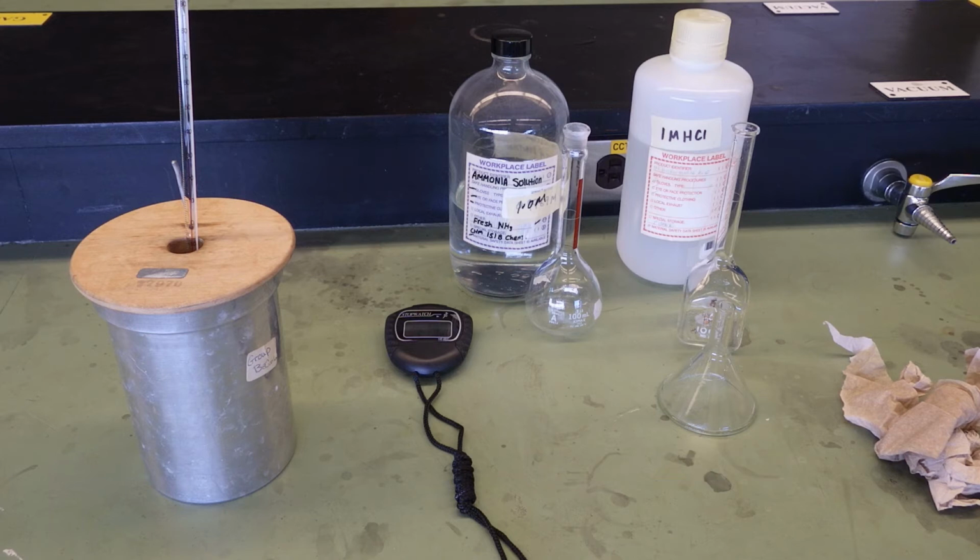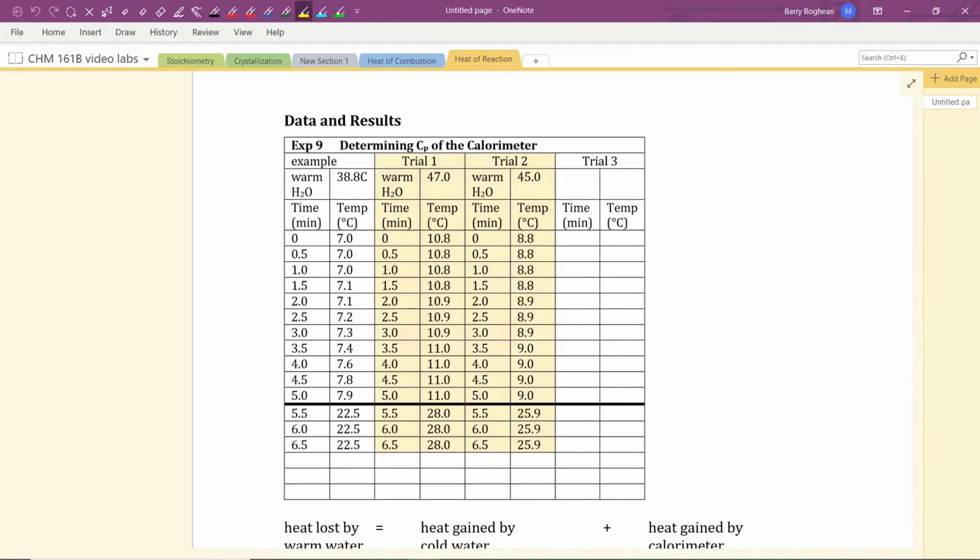In the procedure, you will find a table of time and temperature values. Let's take a look at that to see how we perform the calculations with that data. In the lab procedure, in the data and results section, you'll see for determining the heat capacity of the calorimeter, there are several columns of data and results. The leftmost column, which is in white, is a sample.